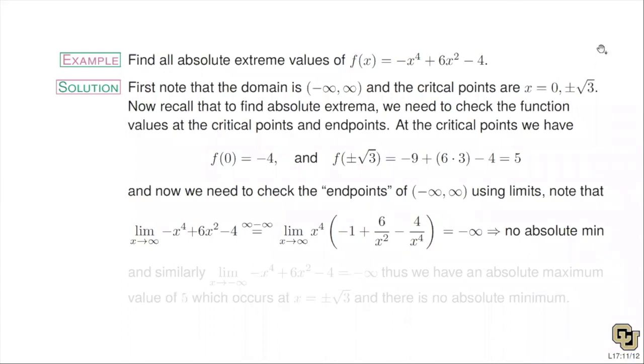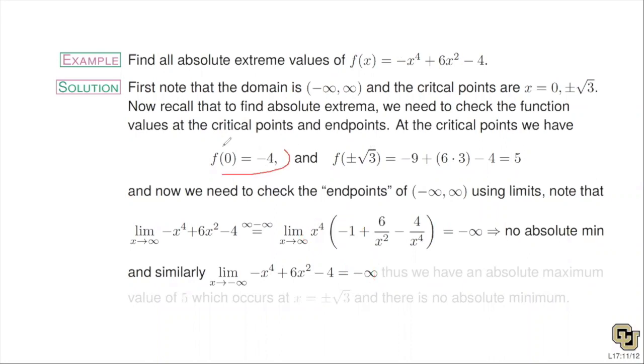There's no absolute min. And I need to also take the limit as x goes to negative infinity to check the other endpoint, right? Our quote unquote endpoints are minus infinity and infinity. So if you take the limit for the other endpoint, you can factor out x to the fourth. You get the same answer because x to the fourth goes to plus infinity times minus one. So the limit again is minus infinity. So there's no absolute min.